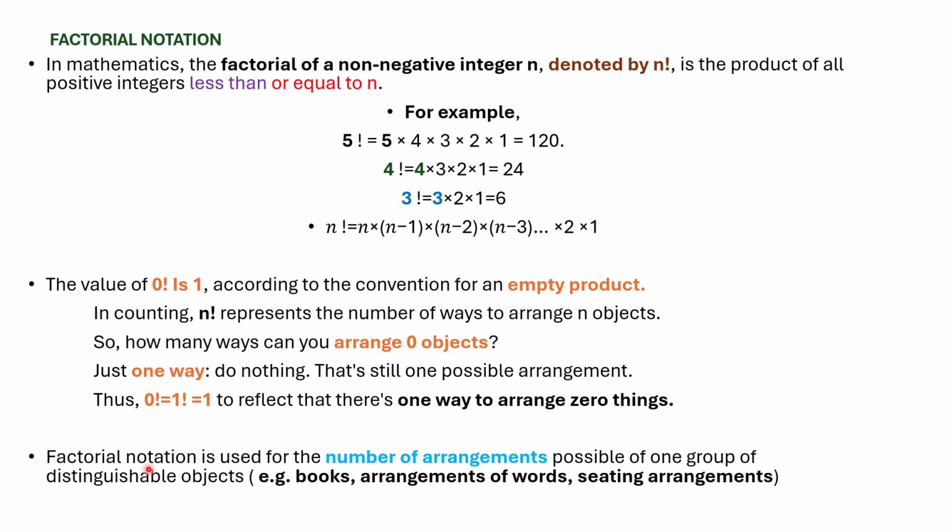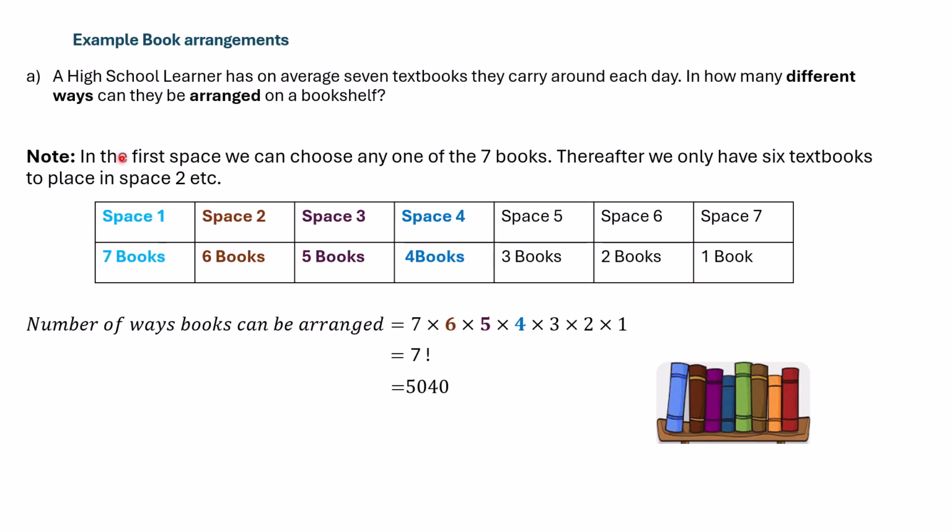Factorial notation is very important, and is used for the number of arrangements possible of a group of distinguishable objects, for example books, arrangements of words, seating arrangements, etc. So we'll be looking at different ways. In this one, we're looking at books. A high school learner has on average between, say, 6 to 7 textbooks, some even 8, that they carry around each day. In how many different ways can they be arranged on a bookshelf?